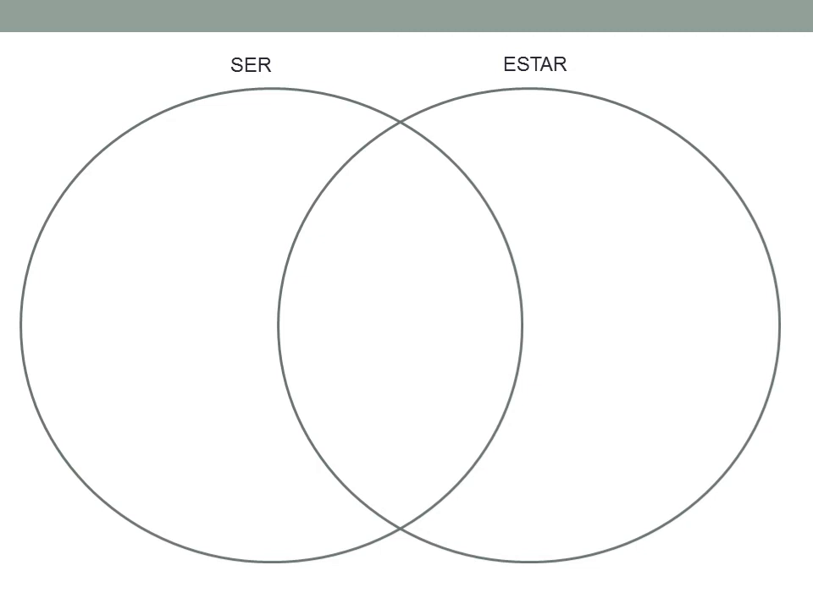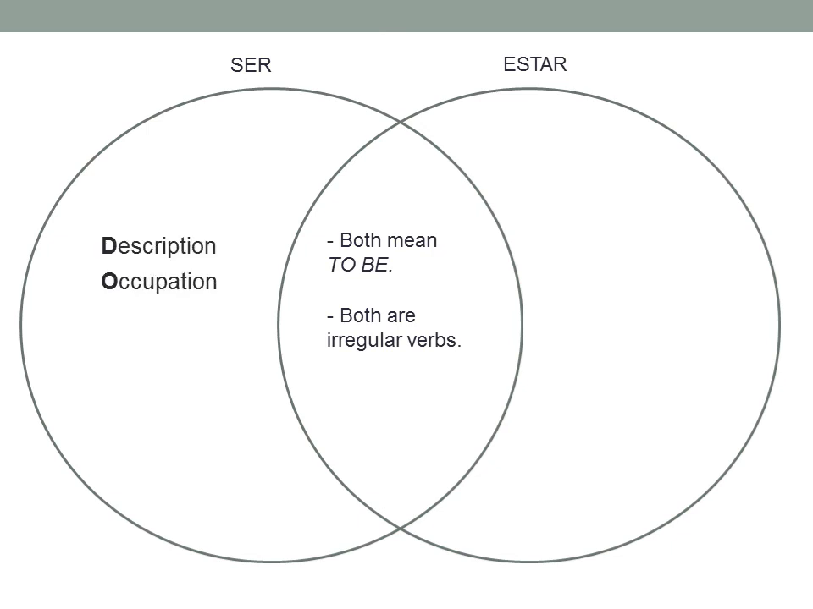Okay, now let's look at this whole thing in a Venn diagram. Let's go ahead and compare ser and estar. And let's start first with the things that they have in common. One thing they have in common, of course, is the fact that they both mean the verb to be. Another thing that they have in common is the fact that they're both irregular verbs. Now let's talk about difference. We use ser, remember, when we talk about description, occupation, characteristics, time and date, origin, and relation.